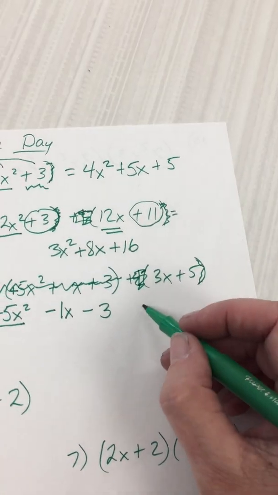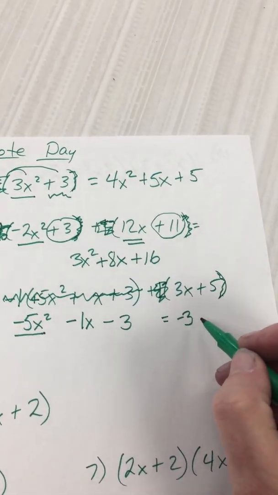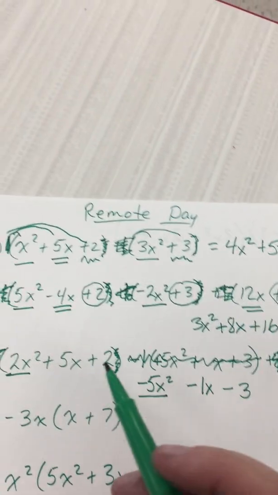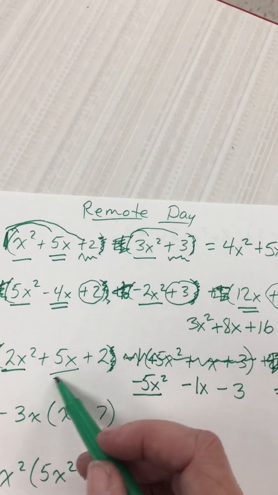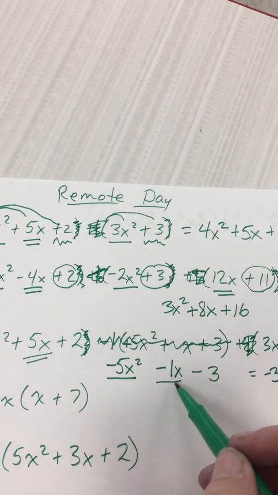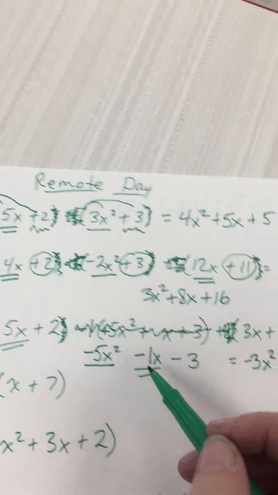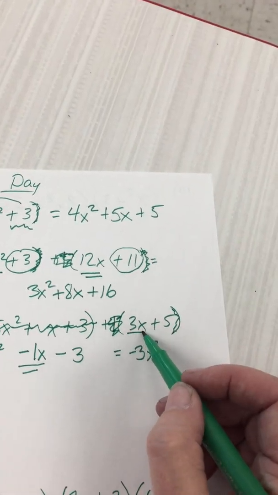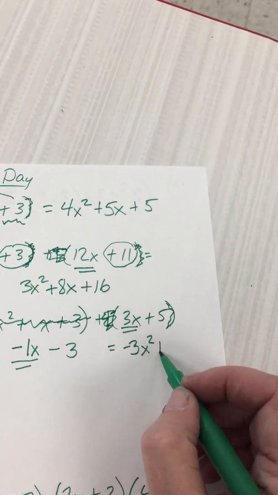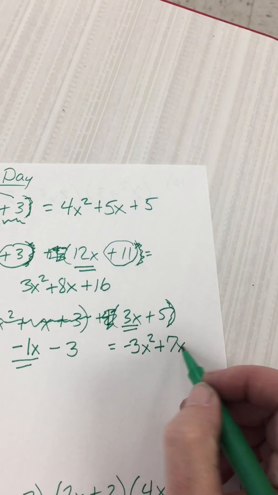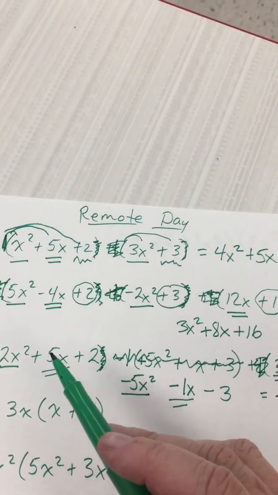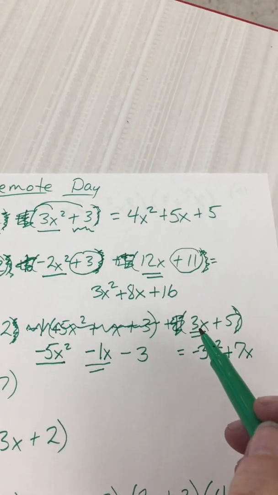No. So this is going to equal negative 3x squared. And then I'm going to do my x's. Here are some x's, and there's an x. So I have 5 minus 1 is 4x plus 3. So I had 4 plus 3 is now 7x. And that was 5 minus 1 plus 3.